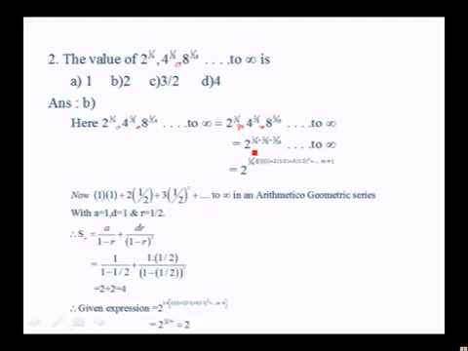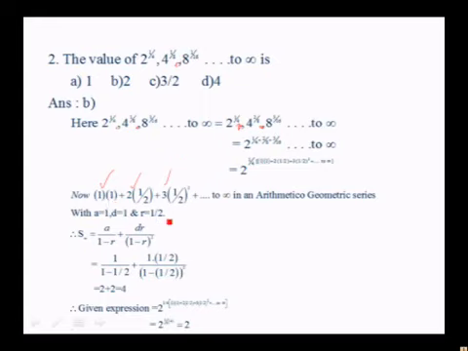So 1 by 4 and 1 by 4 are common, taking them out, we get 1 by 4 into (1 plus 2 into half plus 3 into half square, etc.) up to infinity. So this is an arithmetico-geometric series. A is 1 and r is half actually.